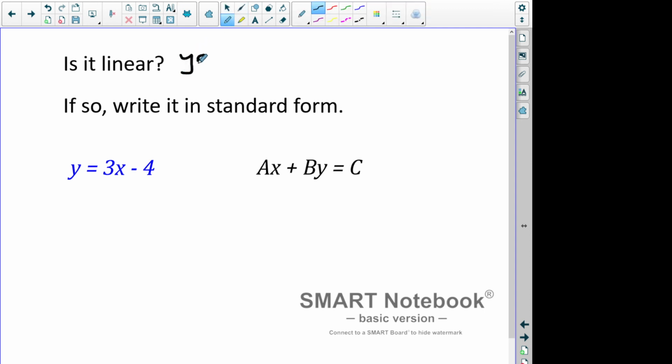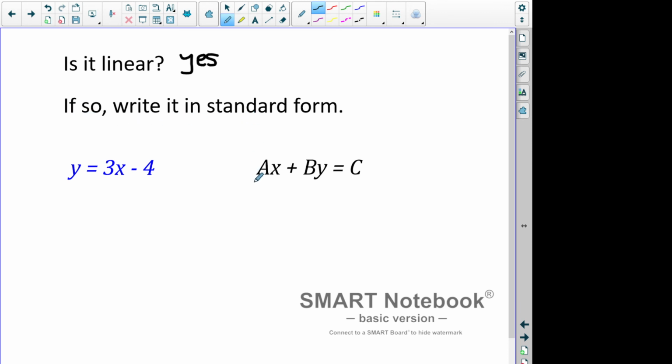I can also tell, because that particular one is written in slope-intercept form, y equals mx plus b. If it's written in that slope-intercept form, that's another quick way of telling it's linear. In slope-intercept form, this is the slope, this is the y-intercept. I know that that's linear. So they're asking us to write it in standard form.